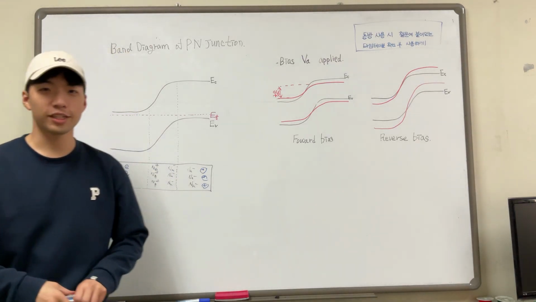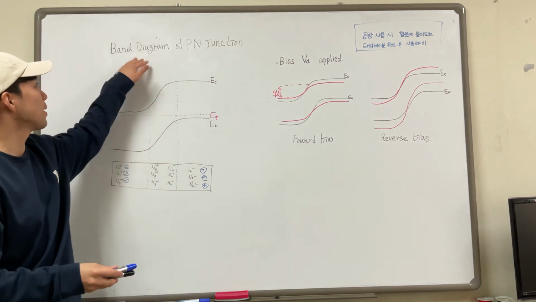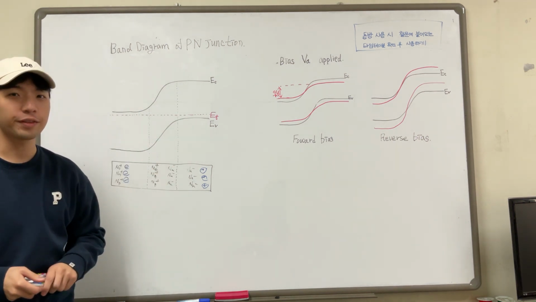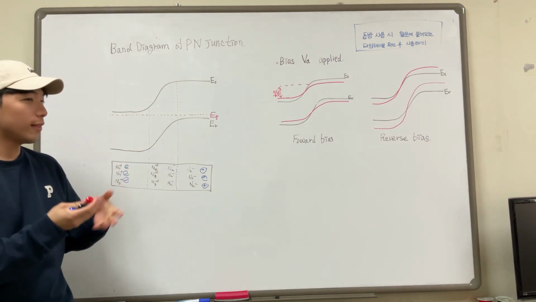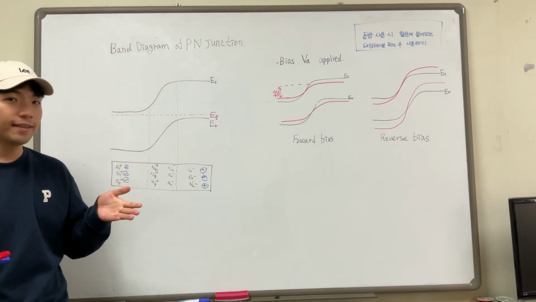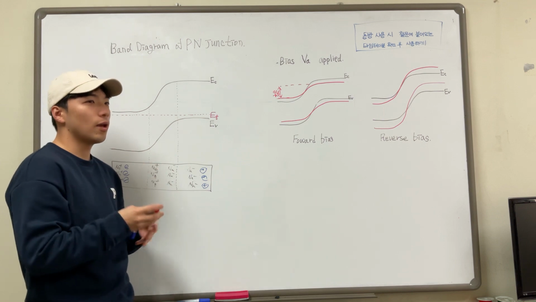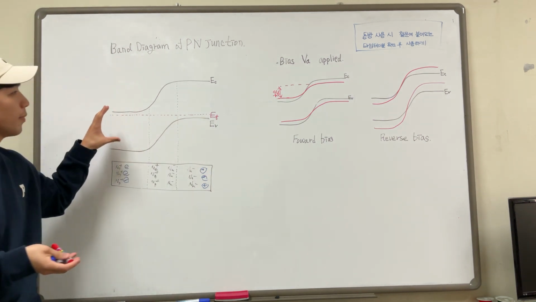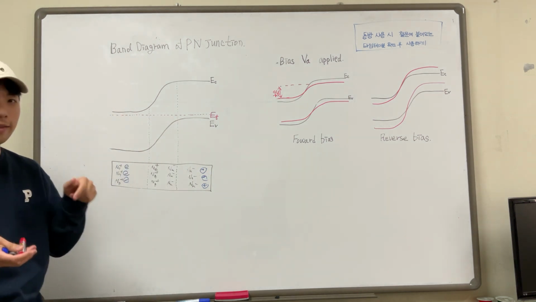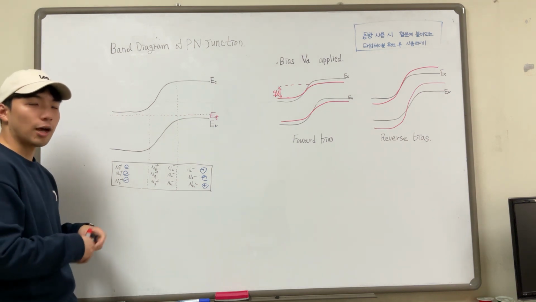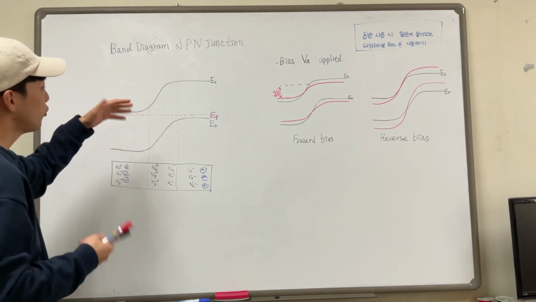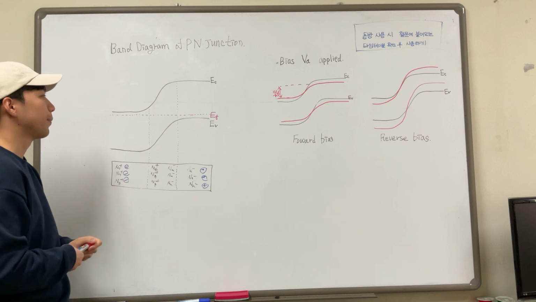Hello guys, in this section I will talk to you about the band diagram of a p-n junction, mostly in the equilibrium state. When the bias VA is applied, how the band diagram changes we will study in the next section. First, I will talk about how to draw the band diagram.